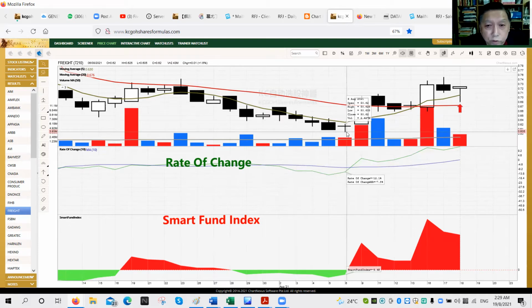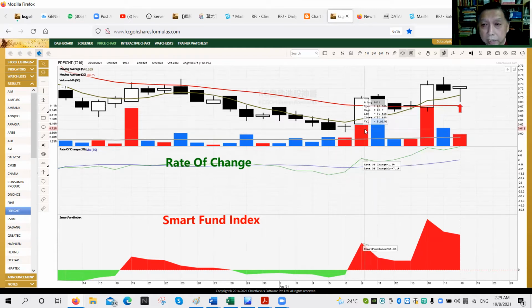Okay, so the price closed at 62, and then you can see the ROC, rate of change, also moved out. That means there's a kind of divergence. So you need to get in. You get in on August 9, that is at 625. On that day itself, if you're a short-term trader, you can just sell already. You got money to make.